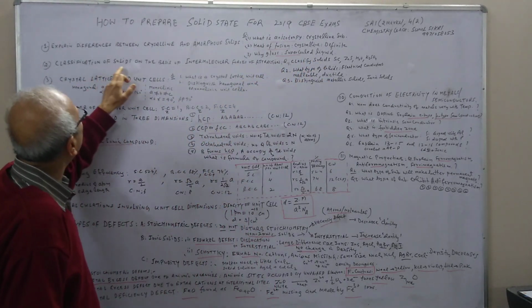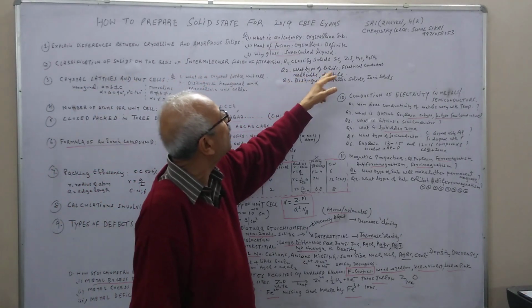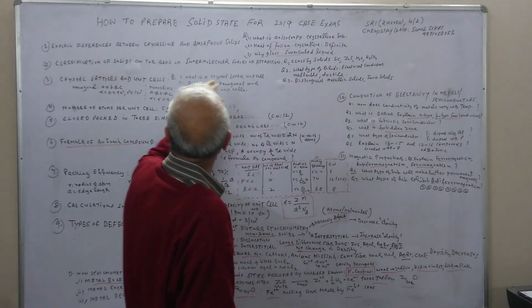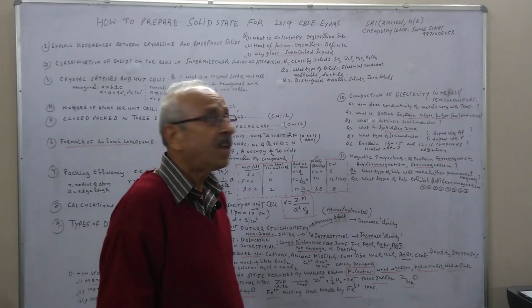The second point is classification of solids on the basis of intermolecular forces of attraction. Classify the following solids: silicon carbide, zinc sulfide, water, potassium sulfate. What type of intermolecular forces of attraction are there? What type of solids are these?